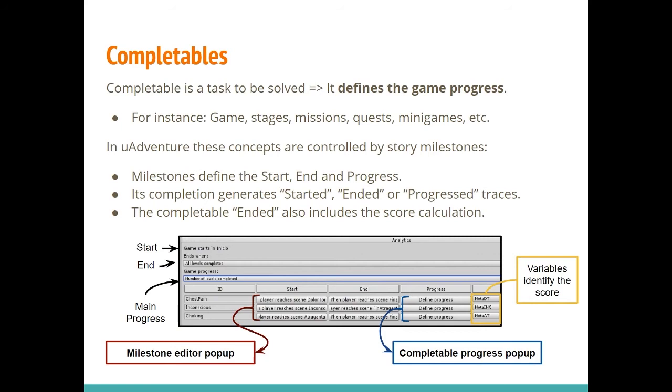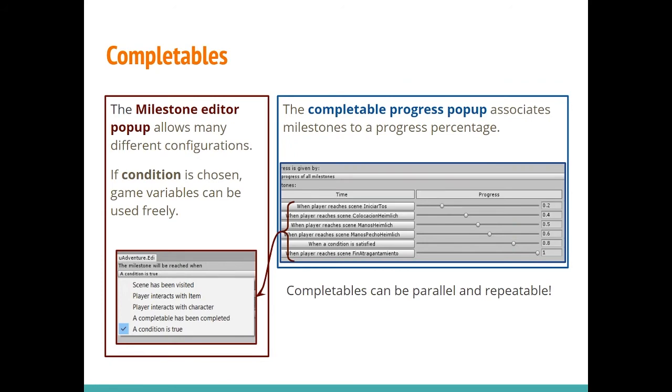Finally, completables allow defining the game progress. They do not impact the gameplay experience at all, but mean a lot in the analysis. To control a completable, the milestones are used to identify the start, end, and progress. Whenever a milestone is hit, a start, end, or progressed trace is sent. And also, completables include a score. There are several types of milestones, and the progress can be very configurable. So let's jump to uAdventure to see it in action.